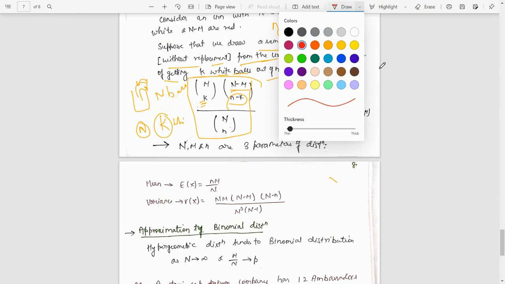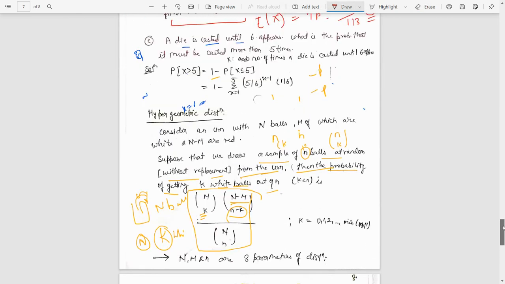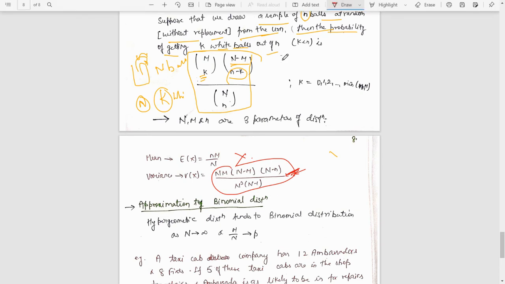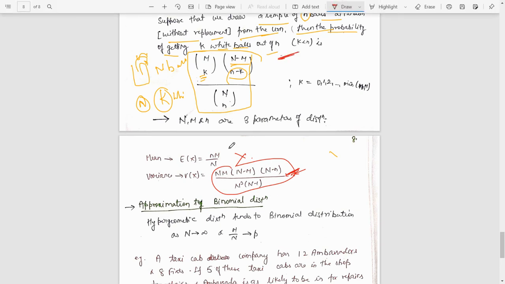At this point of time, for this hypergeometric distribution, the mean and variance are not of our interest. Such a long equation is there. These things are just for the sake of your knowledge. You don't need to remember this. And if questions are asked, they will be based on this setup only, and no mean or variance concept will be asked, because these are complicated. But if you want to remember, you can do it for yourself.